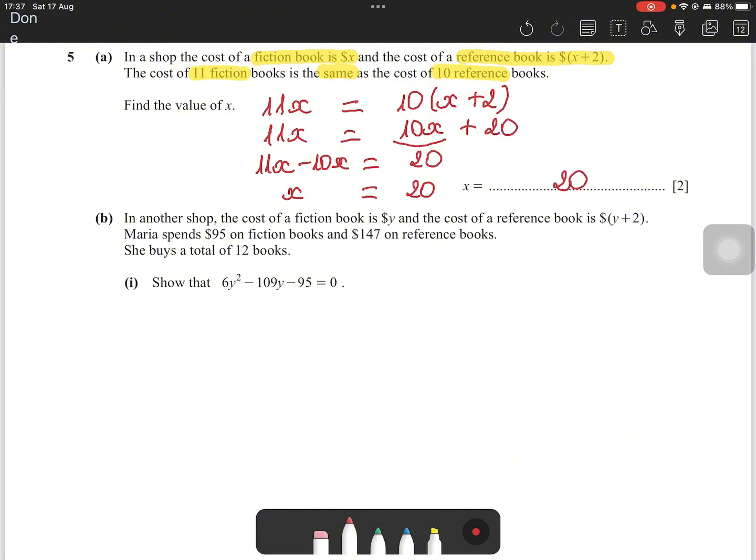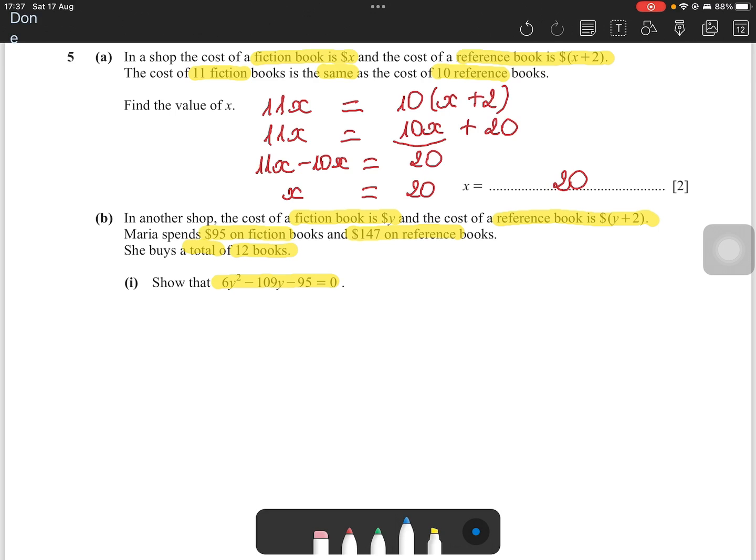Question B. In another shop, the cost of a fiction book is Y dollars, and the cost of a reference book is Y plus $2. Maria spends $95 on fiction books and $147 on reference books. She buys a total of 12 books. Show that 6Y squared minus 109Y minus 95 equals 0.